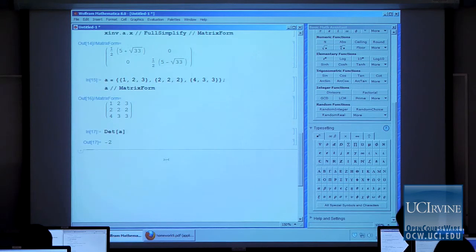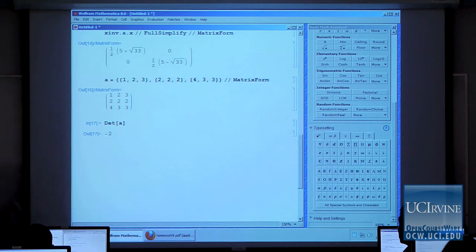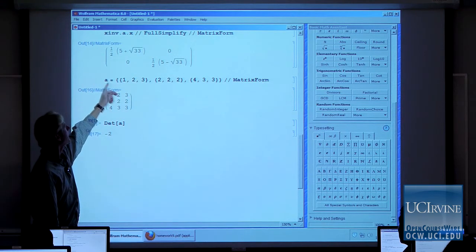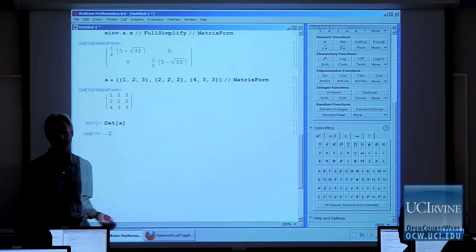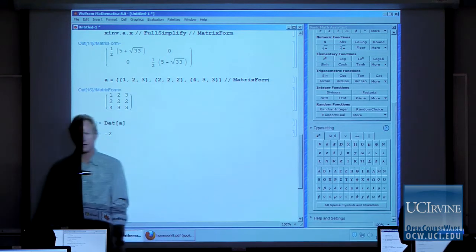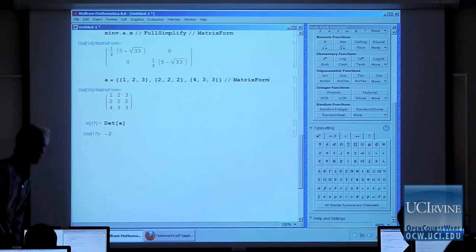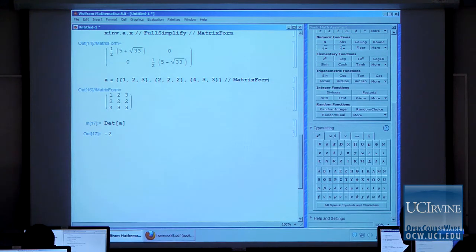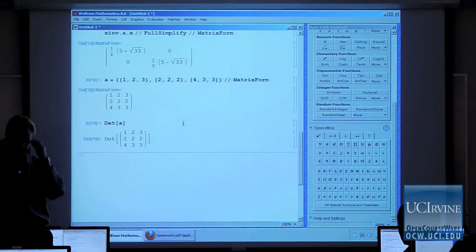Now, what you should not do is something like this. Define a matrix in matrix form. See the difference here? Here, I'm actually setting A equal to the matrix form of this matrix. This is a graphical object. It's not a mathematical object in Mathematica. So watch what happens if we do that. It looks fine. But now, if I try to get the determinant, I get the determinant of a graphical object, which doesn't make any sense.